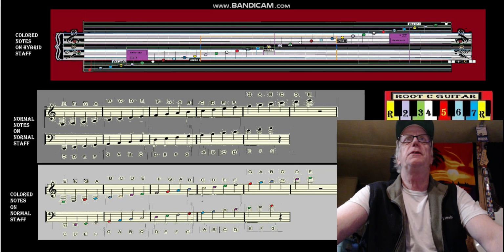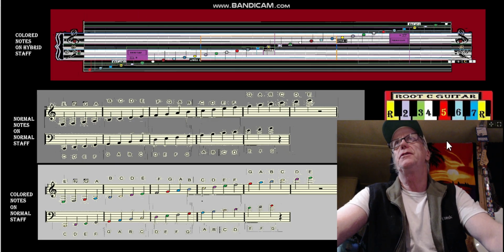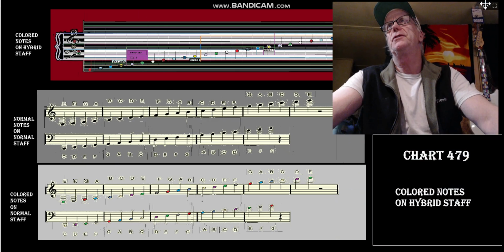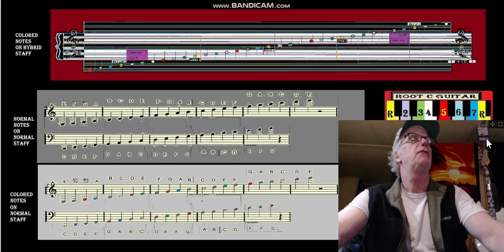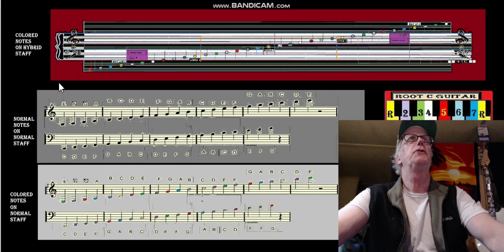Also want to mention, this is an interesting chart that I made. This is chart 479, colored notes on hybrid staff. This is like a commercial almost.